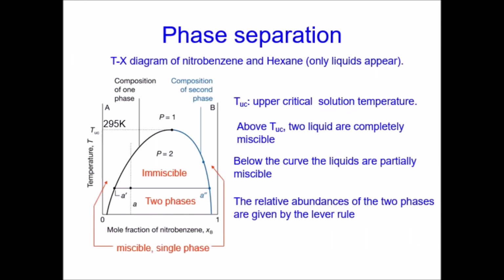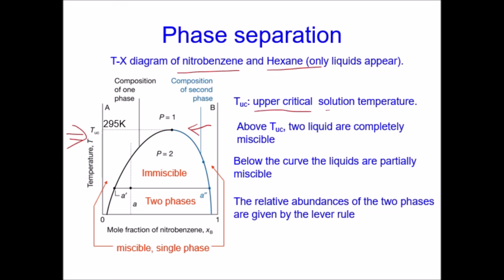The phase diagrams we talked about so far are liquid-vapor phase diagrams. Some liquids are partially miscible at a low temperature. So here we're going to show you a liquid-liquid phase diagram. For example, nitrobenzene and hexane are partially miscible. So here is the phase diagram, and on the curve there's a maximum temperature. This temperature is called the upper critical solution temperature.